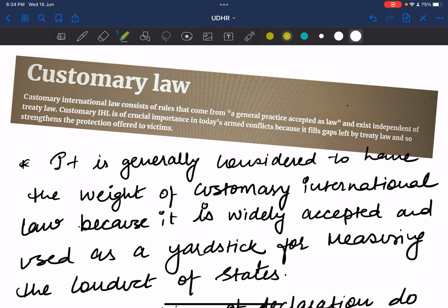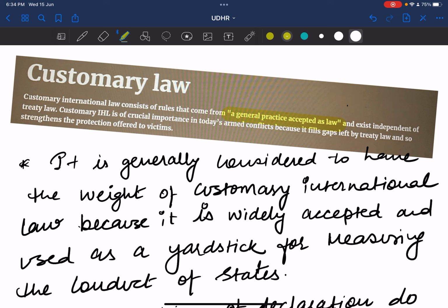Customary international law consists of rules that come from a general practice accepted as law. General practice which is accepted as law eventually. So just think of any customary law from your country where it was considered a custom years back, decades back, and then eventually it turned into a law and exists independent of treaty law. Treaty means where there is an agreement between two parties or many more parties.